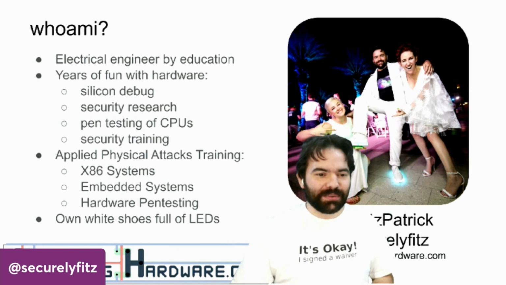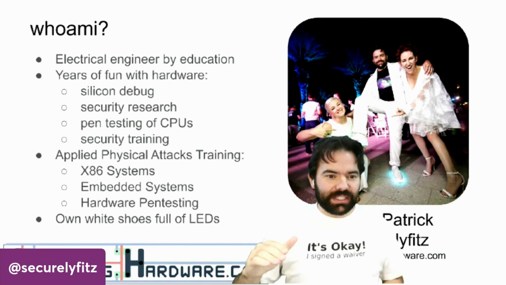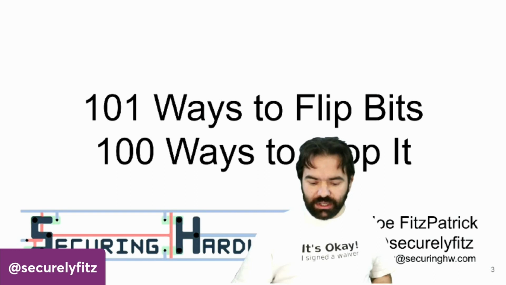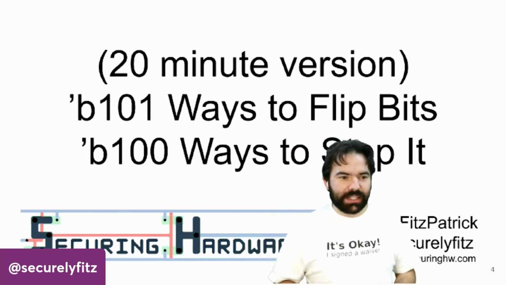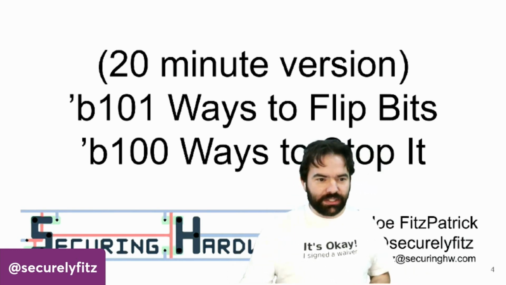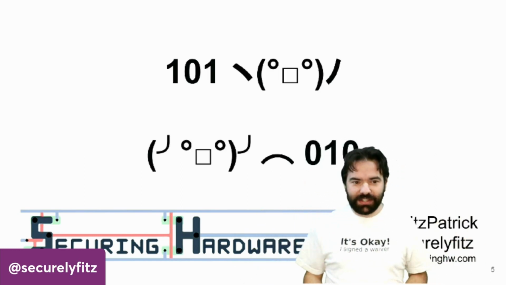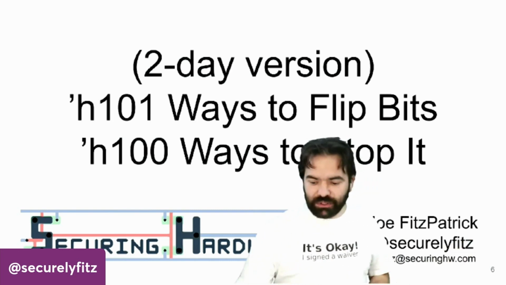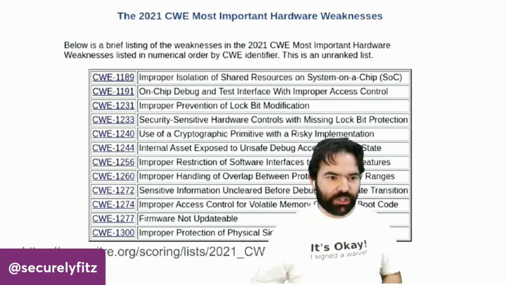We all know that beneath the full stack that they talk about is the full stack that we deal with, the hardware down to the silicon with the IP blocks and everything. So I just wanted to clarify, you may think I was going to go through 101 ways to flip bits. In case you want to worry, this is the 20-minute version: 101 ways to flip bits and 101 ways to stop it. When I talk about flipping bits, you take 101, you flip it, and you get 010. That's the kind of bit flipping we're talking about. There is a longer two-day version, hex 101. Perhaps there's the signed binary, but we don't know how that's going to turn out.